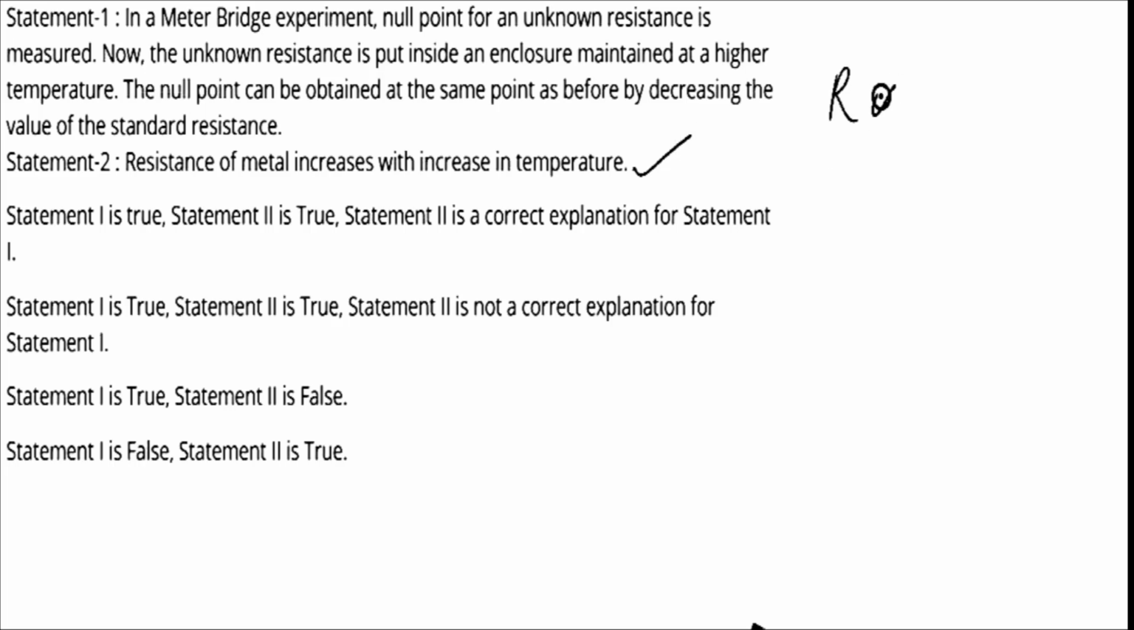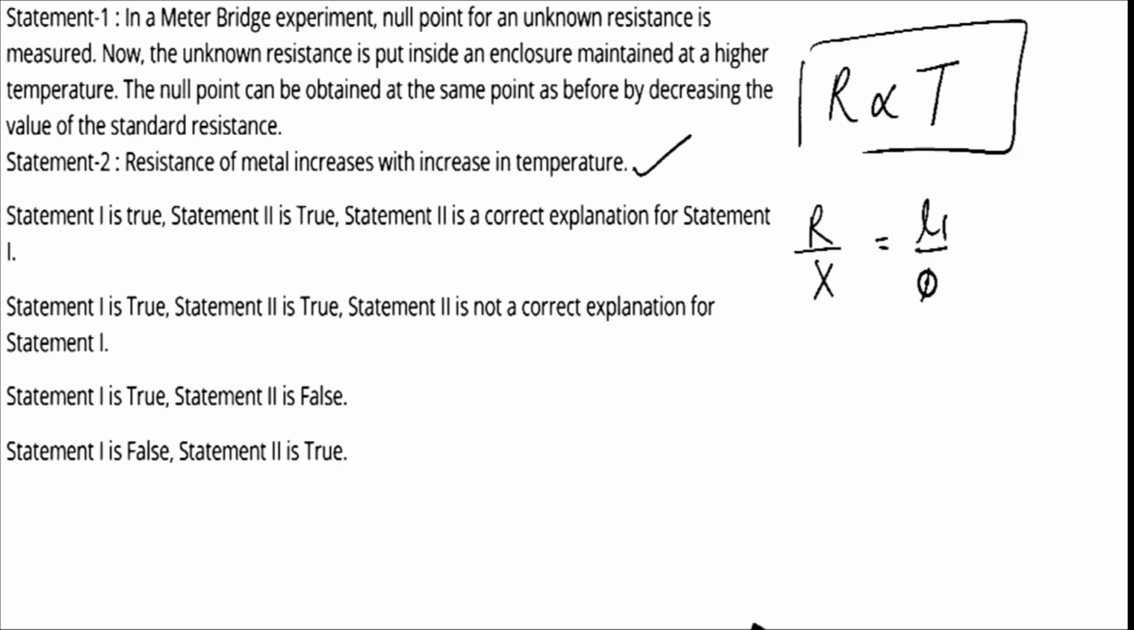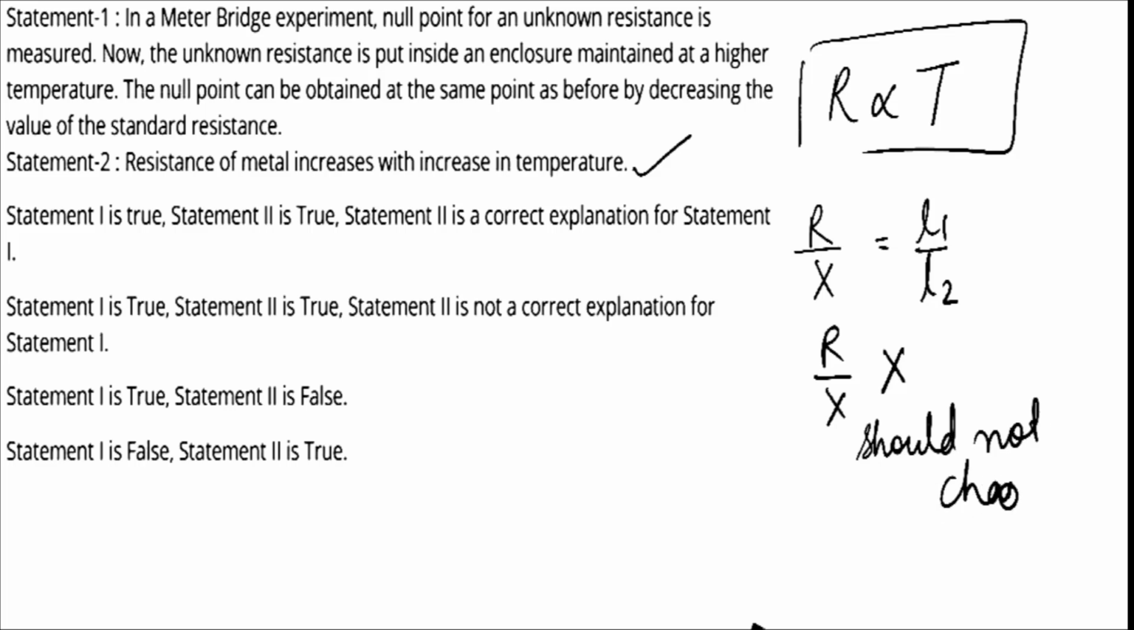So yes, since resistance is directly proportional to temperature, resistance increases, right? So R by X, at the null point, is equal to L1 by L2, right? So the null point should not be changed according to this. If that should not change, R by X also should not change. So if X increases, R also should increase. So statement 1 is false.